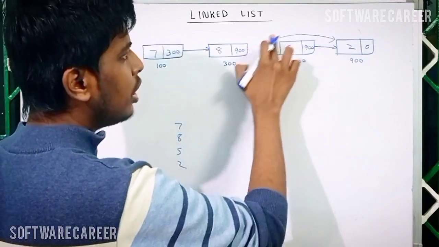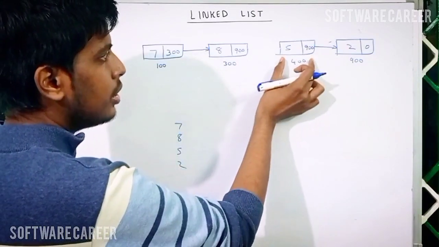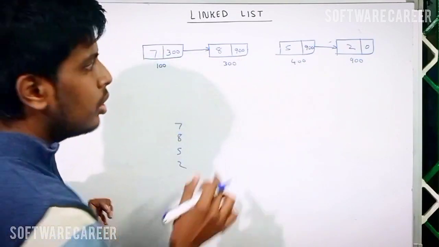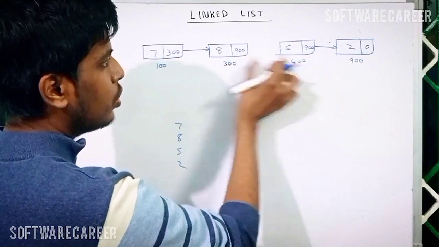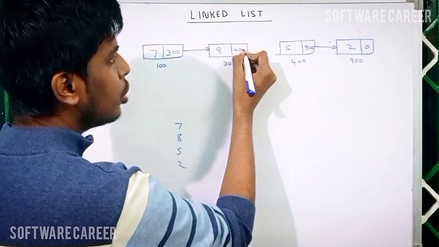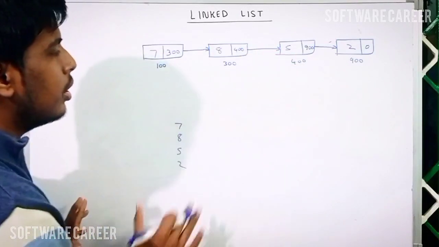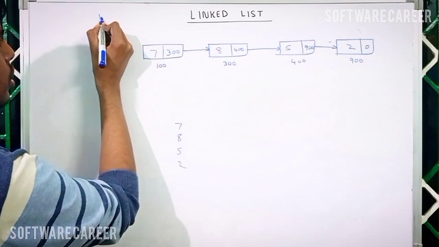Pointer is used to store the address of the next node. Now to find that this is the next node of this node, that's why I am storing the address of the next node over here. The address is 400, so I am storing 400 over here. So the pointer will point towards this. This is a linked list.